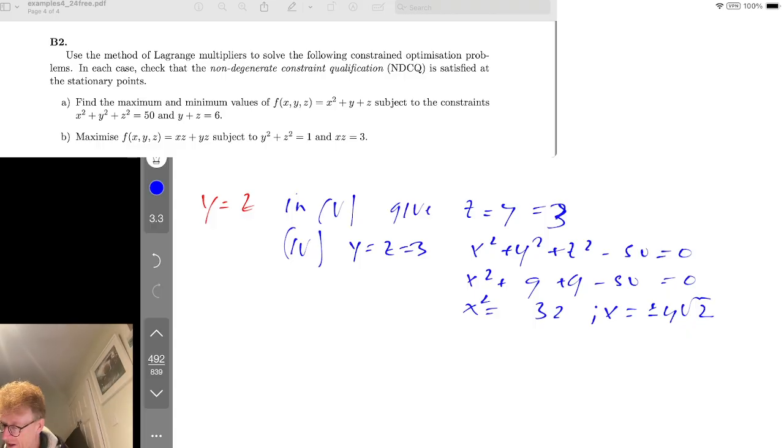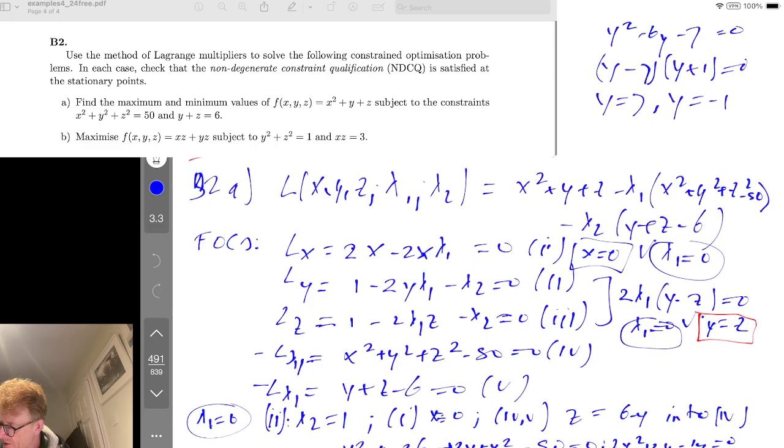And now from 1, you can find lambda 1. Well, lambda 1 is, of course, 1, right? Oops, no. Why is lambda 1... Hey, I'm doing that wrong.